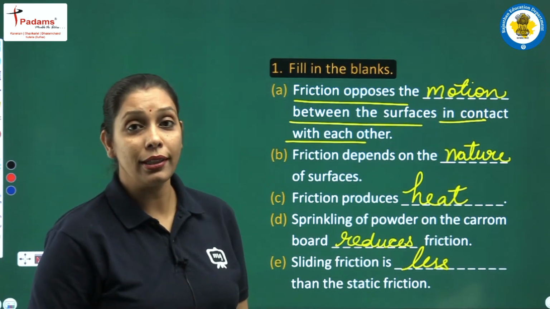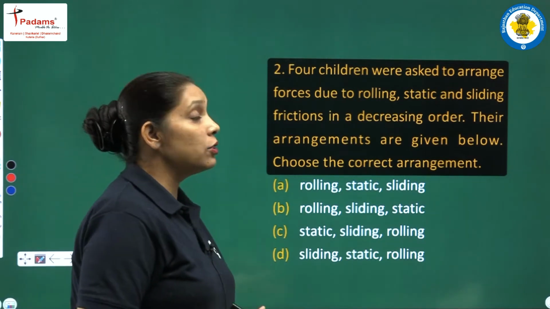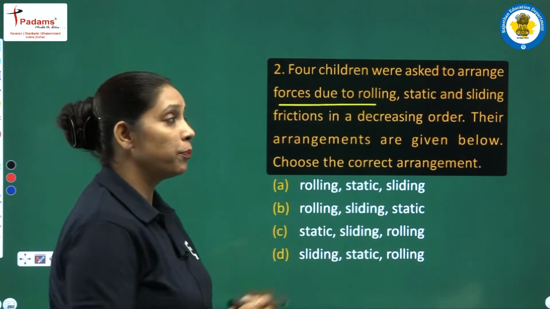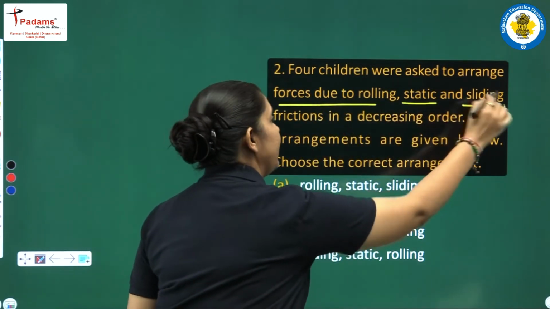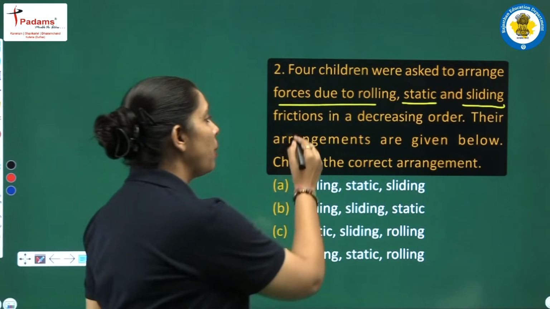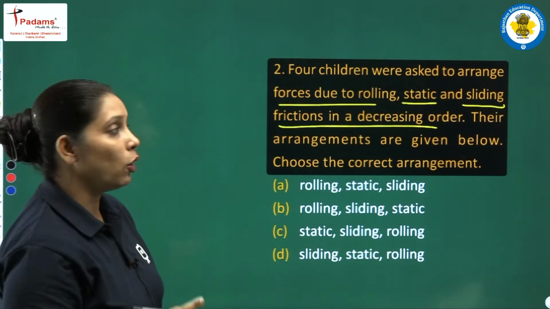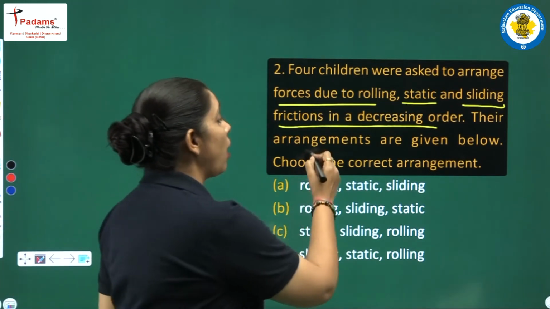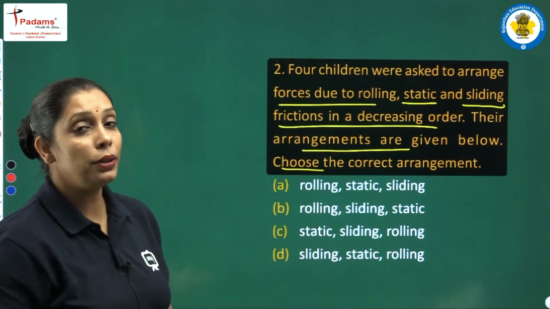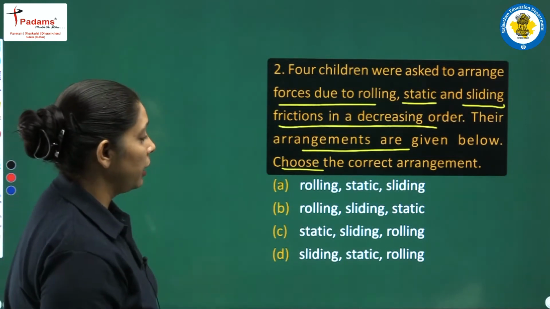Move to the next question class, and next question is: 4 children were asked to arrange forces due to rolling, static, sliding frictions in descending order. Remember, you have to arrange them in descending order. Their arrangements are given below. Choose the correct arrangement.